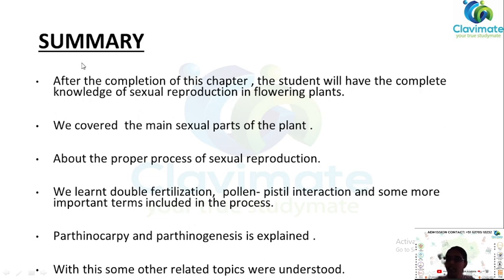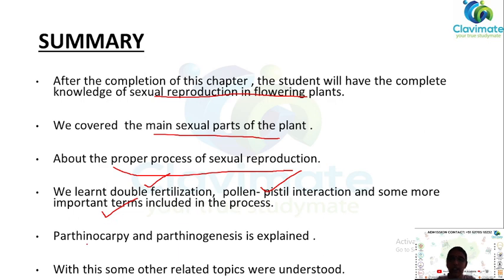This is the last question, and now coming to the summary. After you have completed this chapter, the student will have complete knowledge of sexual reproduction in flowering plants. The main sexual parts of the plant are covered, and the process of sexual reproduction is also covered, along with double fertilization and pollen-pistil interaction. More important terms such as parthenocarpy and parthenogenesis should also be learned in this chapter. Parthenocarpy is the process of development of fruits without fertilization.